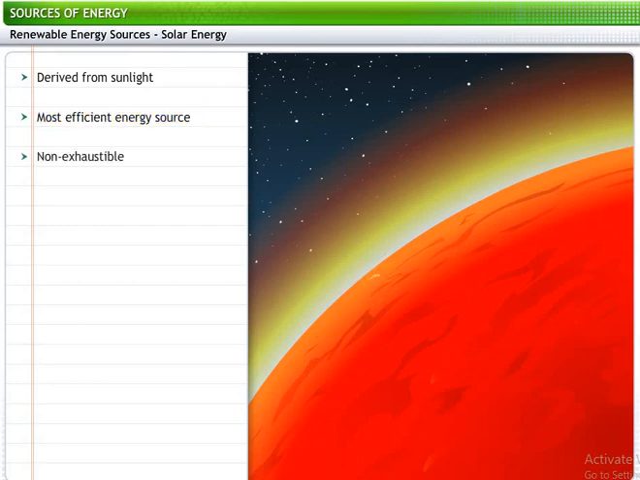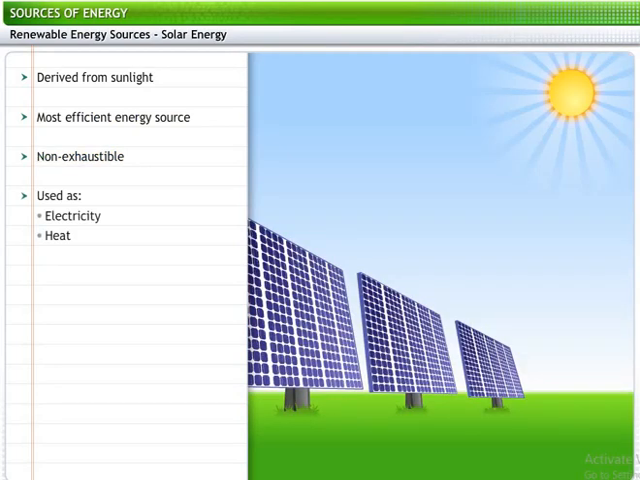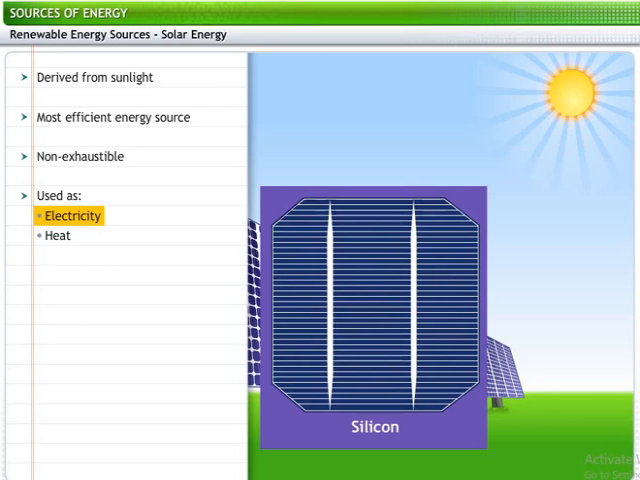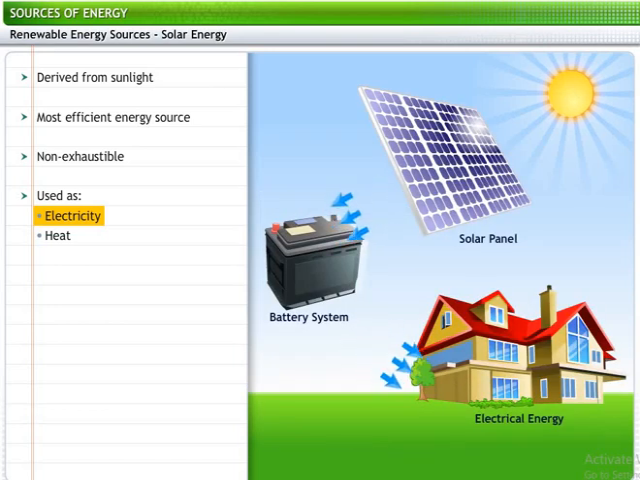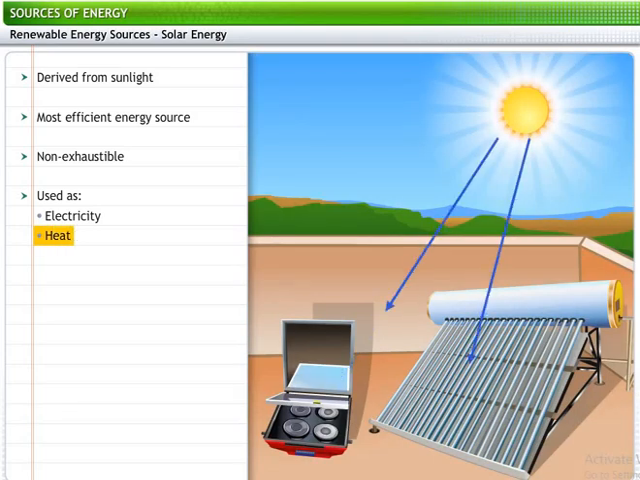Solar energy is a non-exhaustible source due to the continuous fusion in the sun's core. We use solar energy in two ways. Converting sunlight into electricity, solar cells, also known as photovoltaic cells, use silicon to capture sunlight and transform it into electrical energy. As heat, devices such as solar cookers or water heaters use reflectors and radiation-absorbing surfaces to trap solar heat.